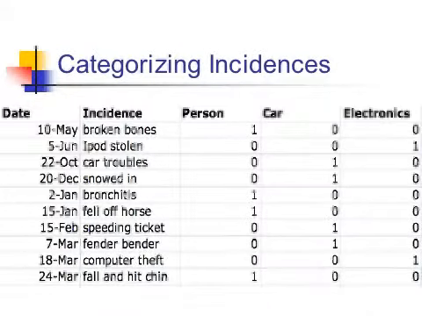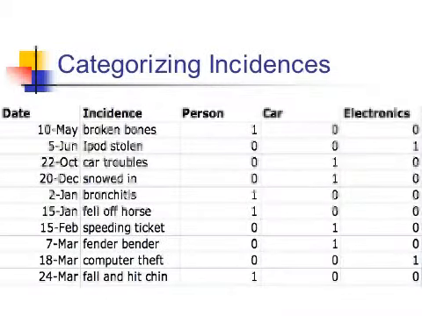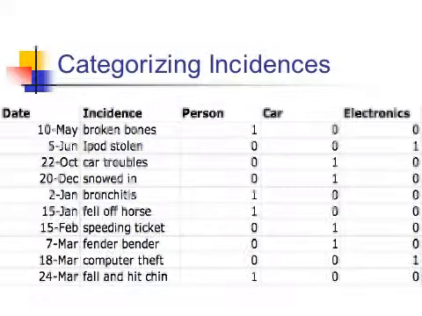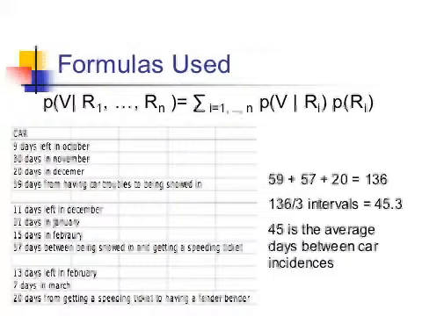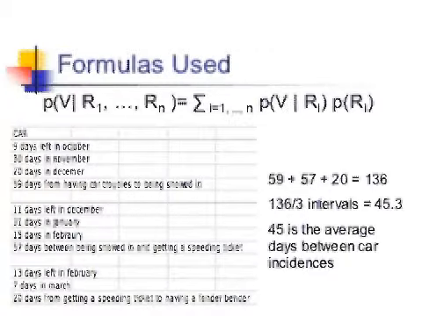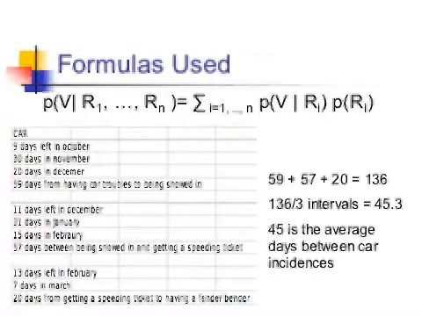Once this task is completed, we can calculate all the incidences in each category. As you can see, there are 4 incidences under person, 4 under car, and 2 under electronics. After placing all incidences in respective categories, I used this formula to calculate the average days between the incidences in each category. To do this, I had to take the sum of the time between intervals in the category.